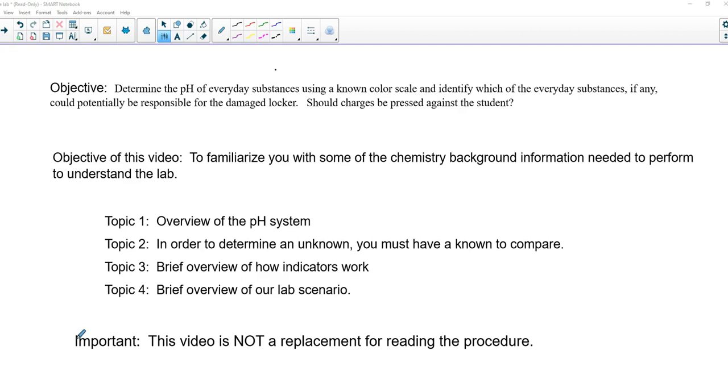Important, this video is not a replacement for reading the lab procedure, so I'm intentionally not covering details of the lab procedure. It's a very simple lab procedure. Just read over the procedure provided in your lab book.